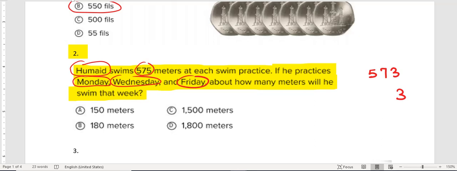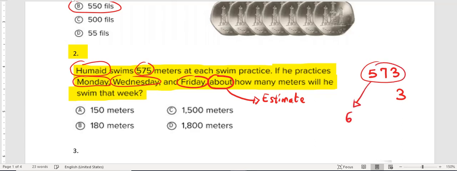But take note of this word, about how many. So this "about" is not talking about the actual answer, it's talking about estimates. So that means we need to estimate or round. So this number 575 is closer to 600. Remember, the tens place is 7, and the number in the tens place is more than 5, so you have to round up by adding 1 to the hundreds digit. So 1 plus 5 is 6. The remaining two numbers, 7 and 5, turn to 0. So we rounded up to 600.